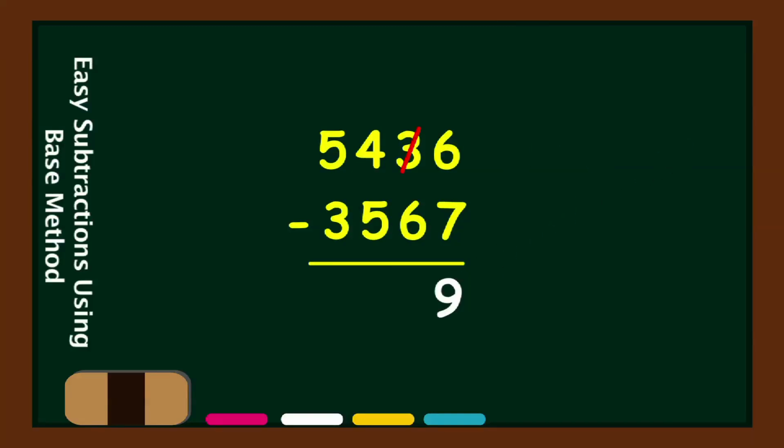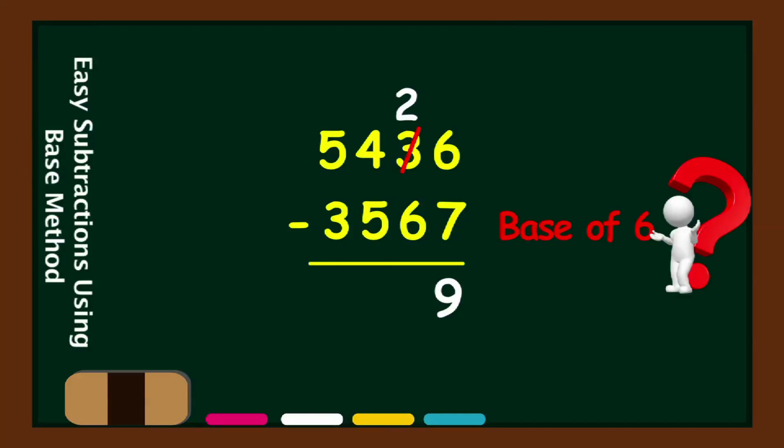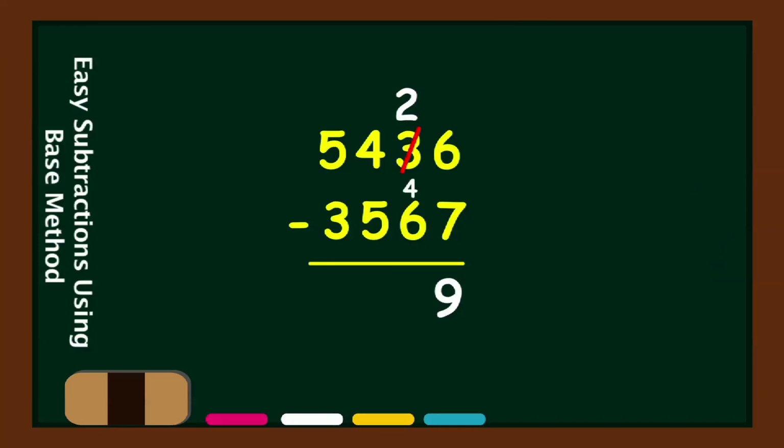We cut 1 from 3. It will become 2. Again this 2 is smaller than 6. So we cannot subtract directly. For this we take the base of 6. Now what is the base of 6? The base of 6 is 4. Now we add 4 to 2. We get 6. Now we write 6 here. Then we cut 1 from 4.